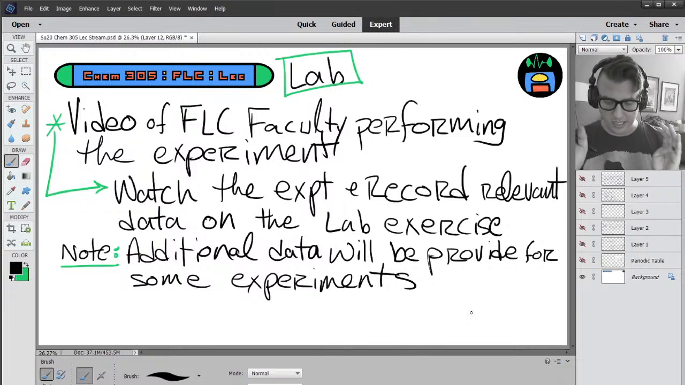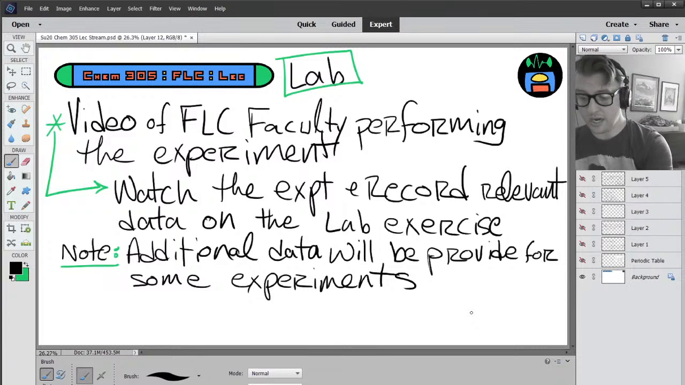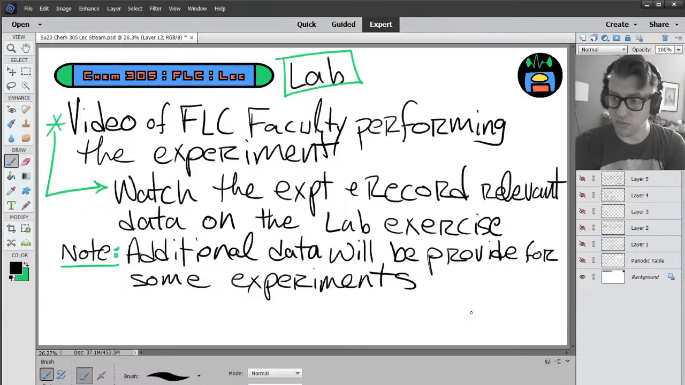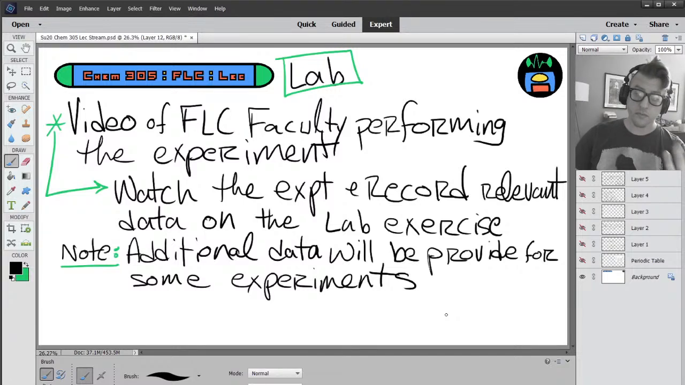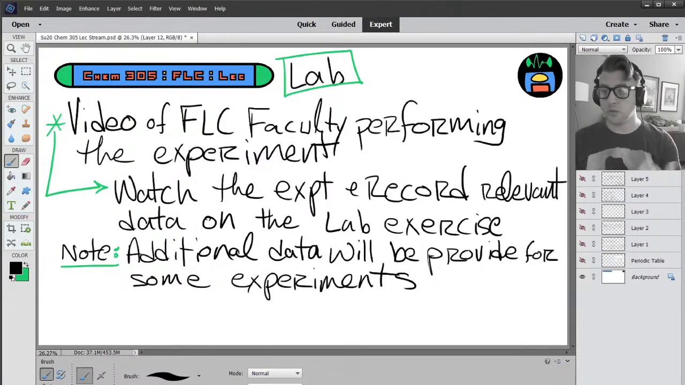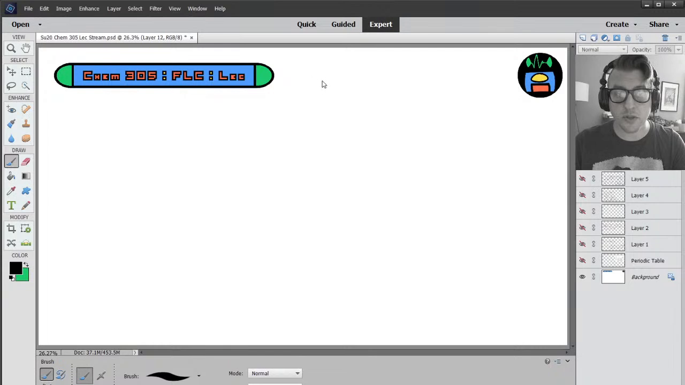It's less than ideal, but it's the best free version that we had to go with. It didn't require us to buy software or anything like that, so it's free to you, and it is what it is. You watch the experiment, you record any relevant data on the lab exercise. Sometimes additional data is provided for some of these experiments.